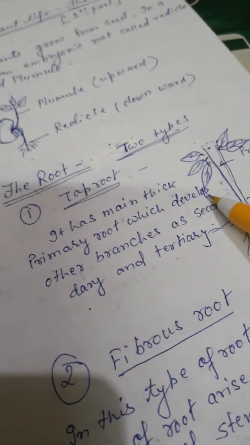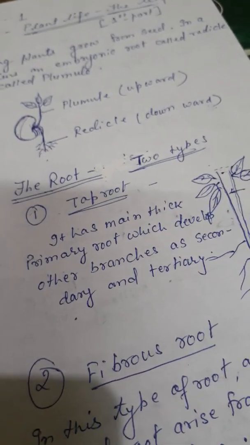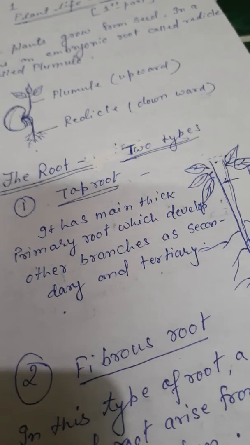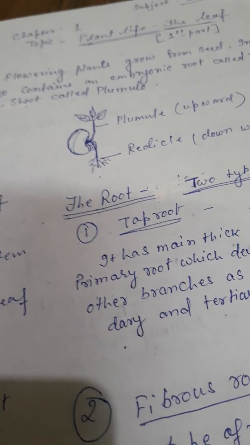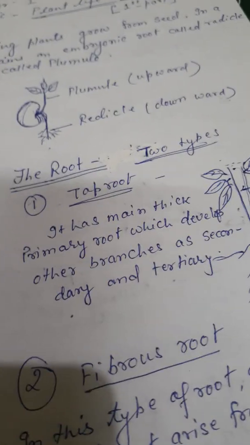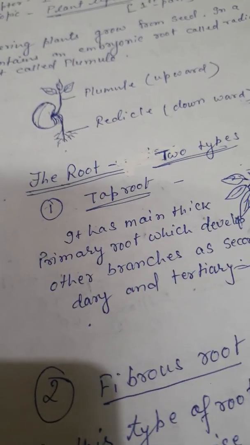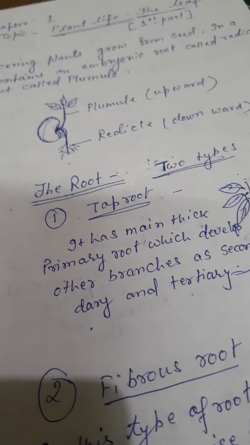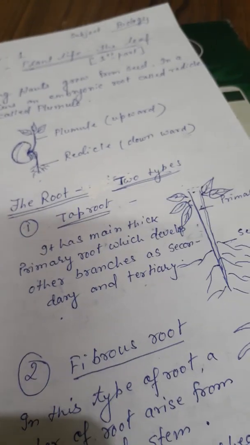Taproot. This is taproot. It has a main thick primary root which develops other branches as secondary and tertiary roots. This main root is called primary root. Secondary branches and other branches are tertiary roots. Primary root, secondary root and tertiary root.